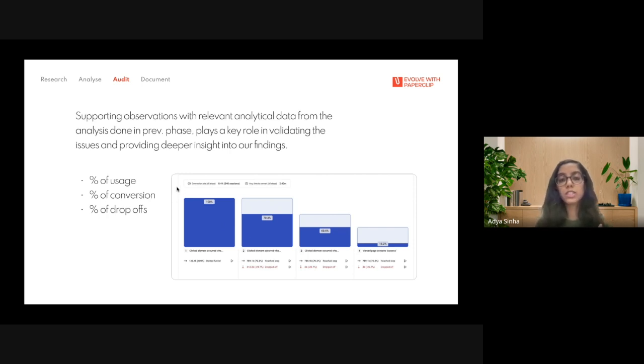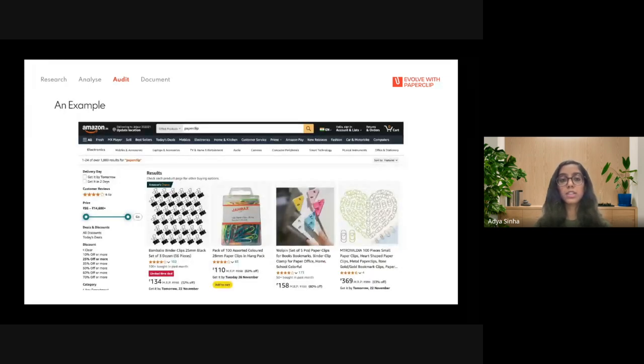And it also gives us an overall completion rate for that particular user journey, as well as the average engagement time it took for the user to complete the whole journey. So with all of this, you can get an impactful audit documentation. And let's also look at a live example to understand it more clearly.